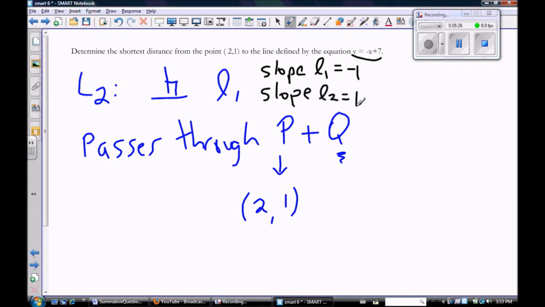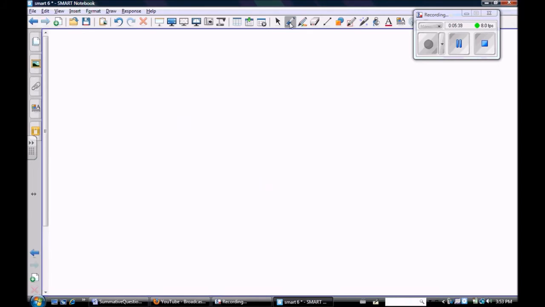That's pretty easy. So look at what I have. For line 2, I know the slope right here, and I know a point it passes through. And you know from grade 9 and lots of grade 10 work, well, that's all you need. So let's do the math. We're going to find the equation of line 2.